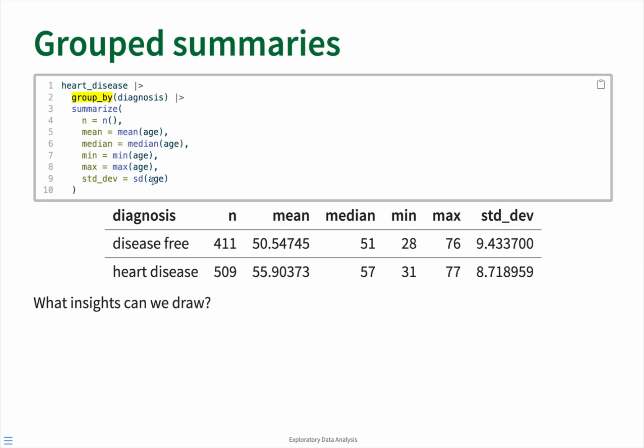Typically we want to group by a categorical variable. And the diagnosis column is categorical. It contains two values, whether a patient is disease-free or whether that patient has heart disease.